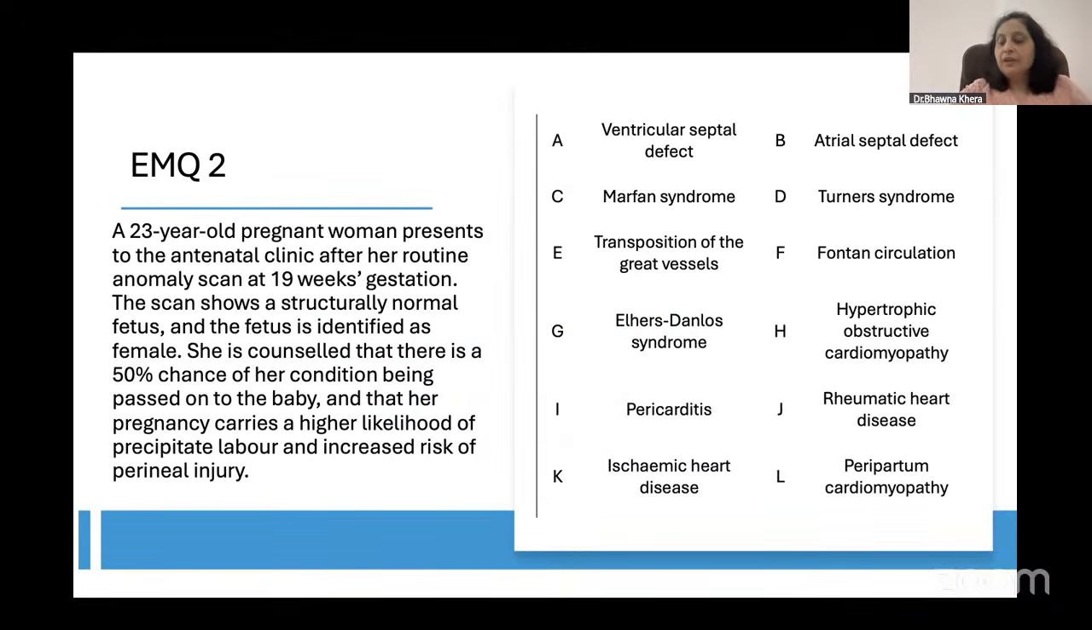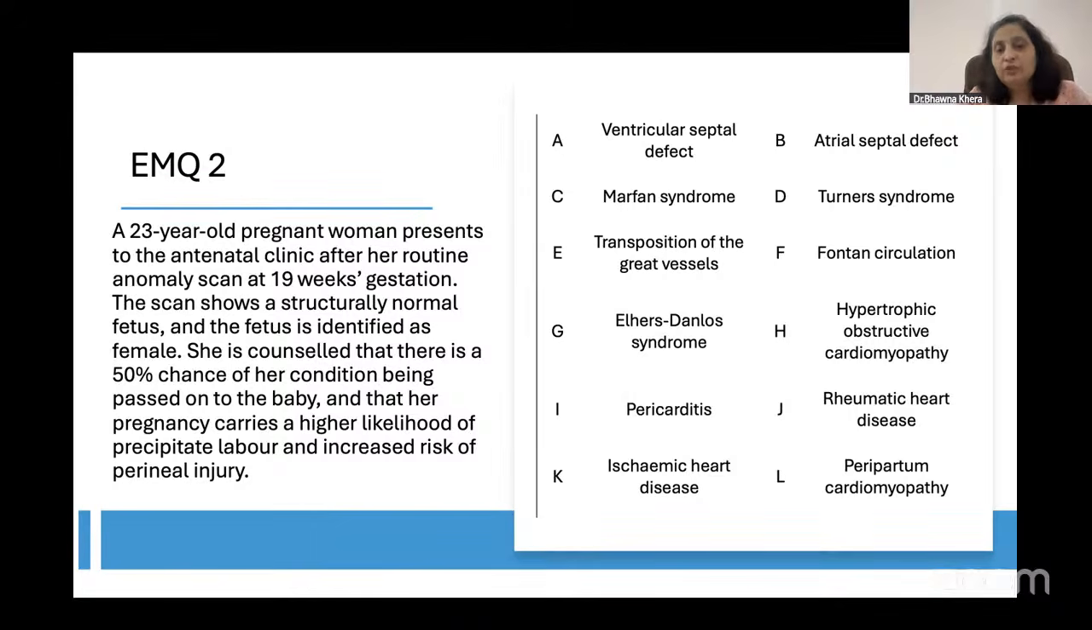Okay. A 23-year-old pregnant woman presents to the antenatal clinic after her routine anomaly scan at 19 weeks gestation. The scan shows a structurally normal fetus, and the fetus is identified as female. She is concerned that there is a 50% chance of her condition being passed on to the baby, and that her pregnancy carries a higher likelihood of precipitate labor and increased risk of perineal injury.